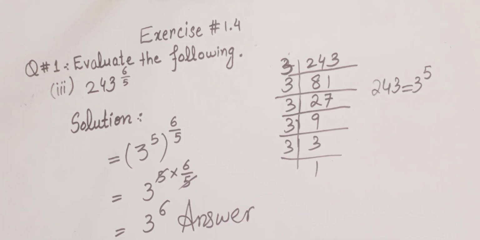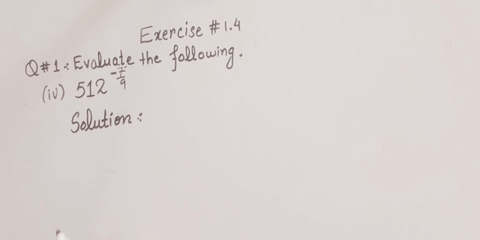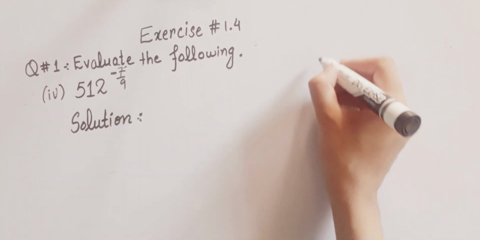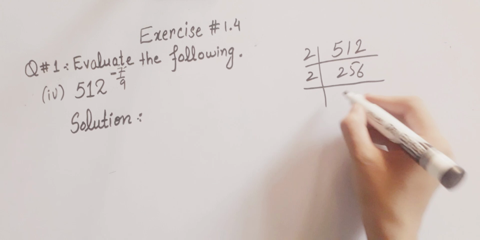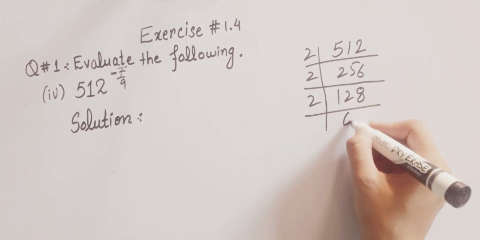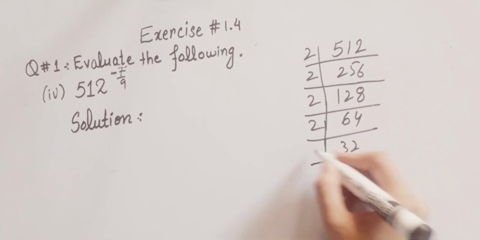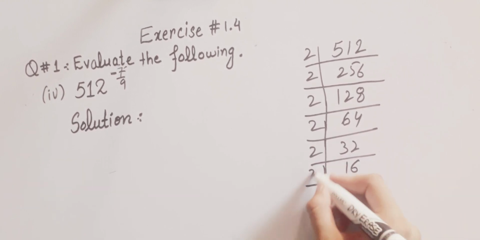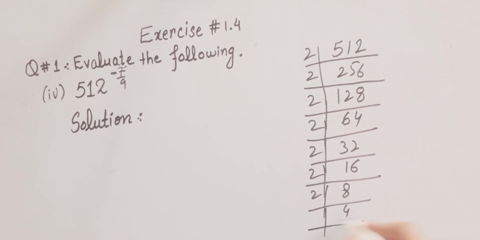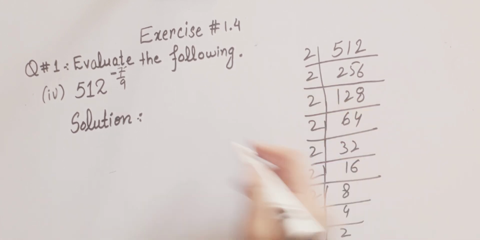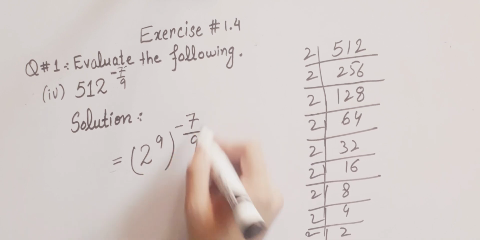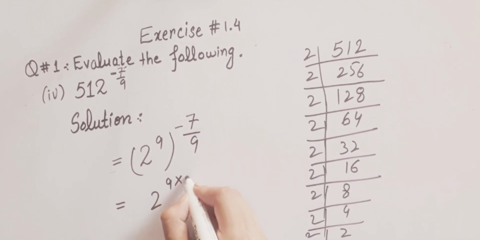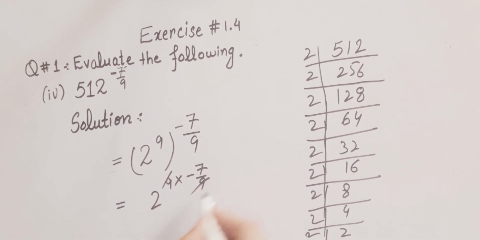Now we will do part number 4. In part number 4 we have 512 power minus 7 by 9. Again we will make the factors of 512. When 32 is divided by 2, we have 16. Now we have 512 is equal to 2 power 9, multiplied by power minus 7 by 9. Now 9 multiplied by minus 7 by 9, this 9 will be cancelled, and we have 2 power minus 7 as the answer of this question.